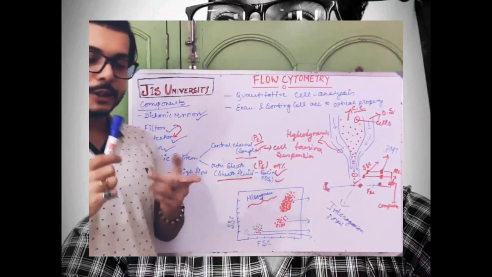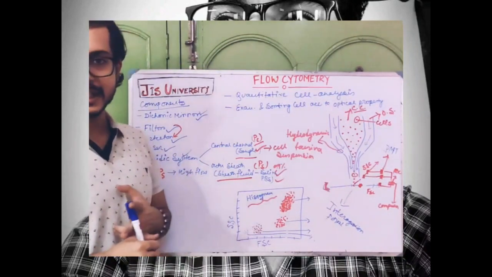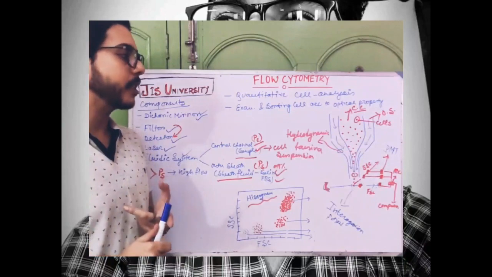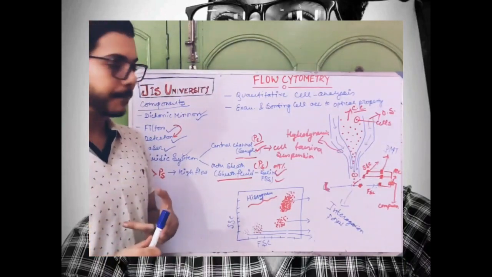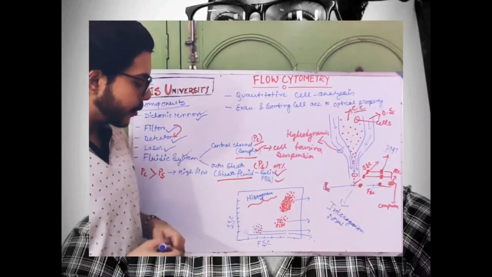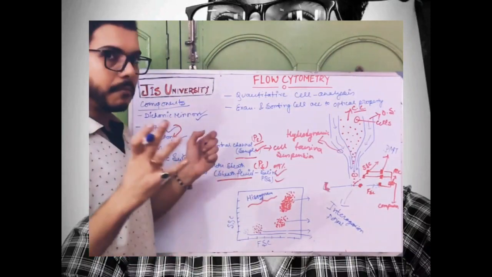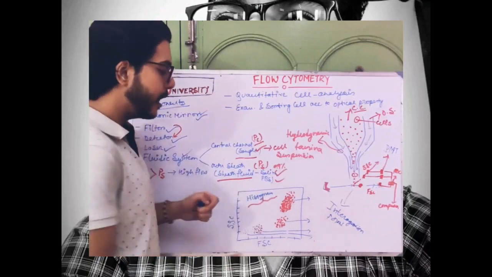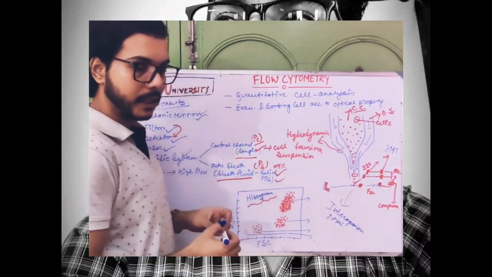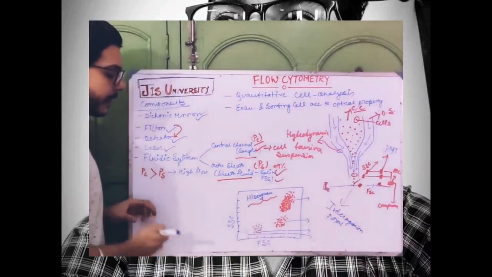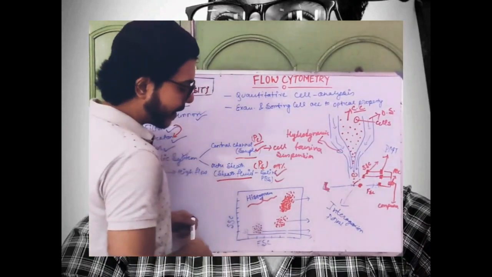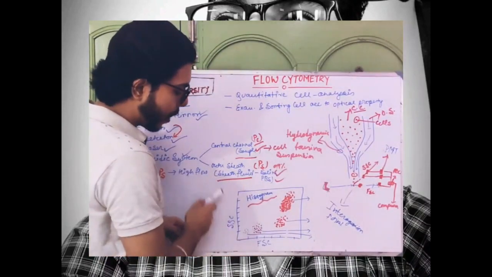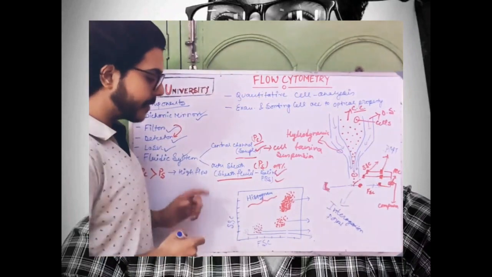So we get two types of picture. One is from FSC, that is forward scattered light. Another one is from SSC, that is side scattered light. If we merge those two pictures together, forward scattered and side scattered light, this kind of histogram we will find. So here on the x-axis we have plotted FSC, and on the y-axis SSC, side scattered light.